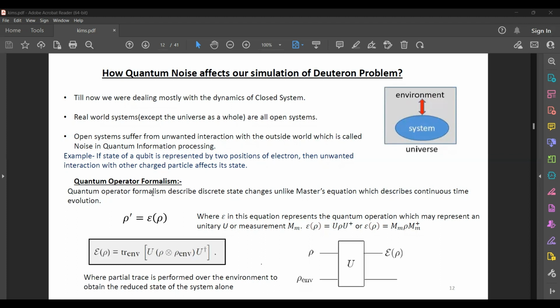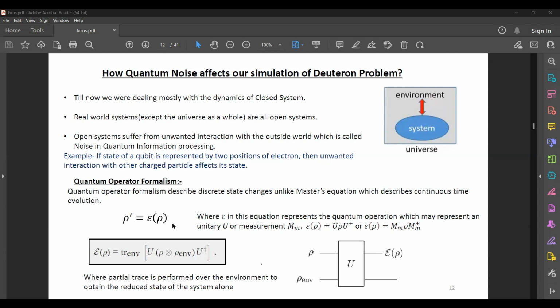For knowing how quantum noise is acting on our system, this quantum operator formalism is very useful. If we are dealing with ideal quantum systems and we want to explore the continuous time evolution, the equation we use is the Schrodinger equation, where there is a unitary, and the quantum dynamics of the system is studied using it. And for a quantum open system, when there is an interaction with the environment, the equation we use is the Lindblad master equation, which shows the continuous time evolution.